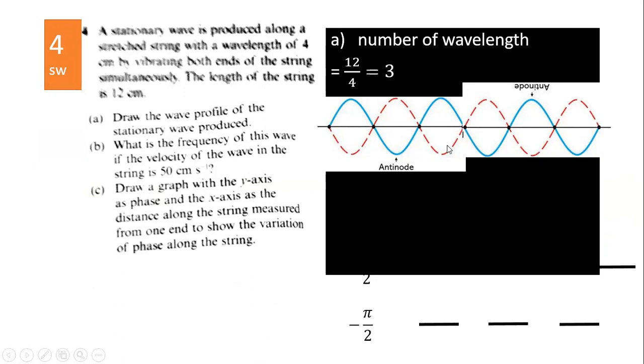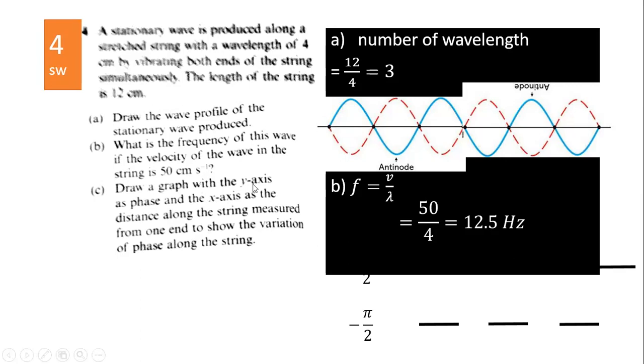What is the frequency of the wave if the velocity of the wave in the string is 50 cm per second? How to calculate the frequency? What formula to use? Frequency equals 50 over 4. V over lambda, so V over 4, correct? 12.5 hertz. Sorry, hertz, not cm.